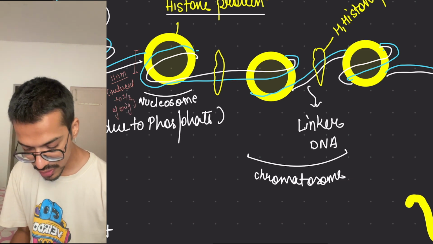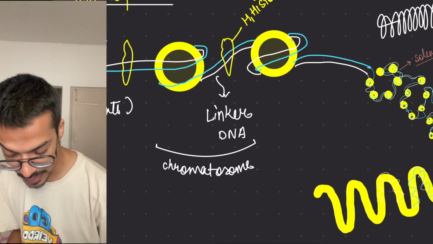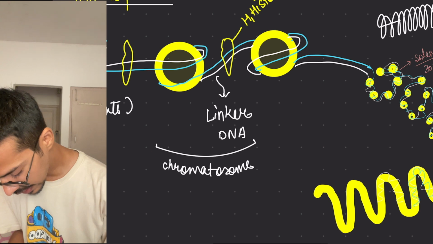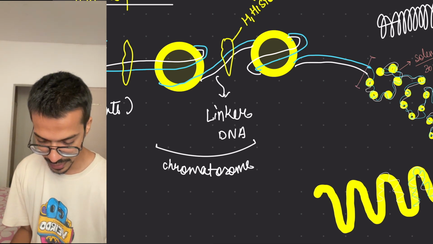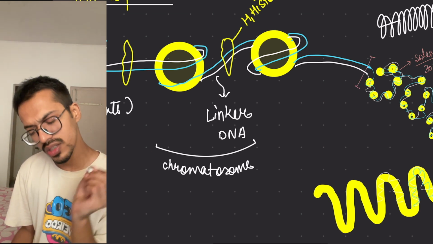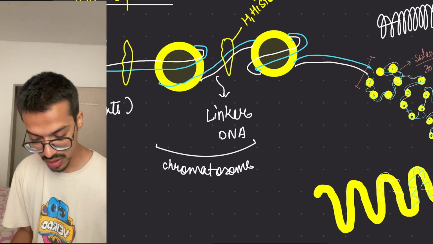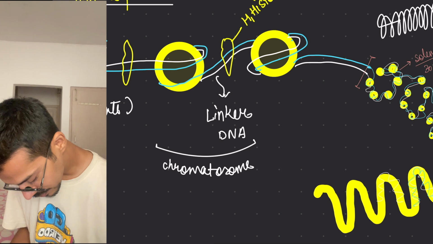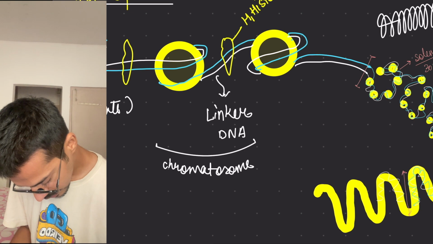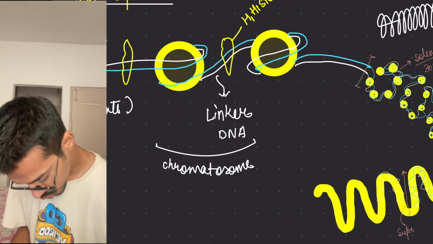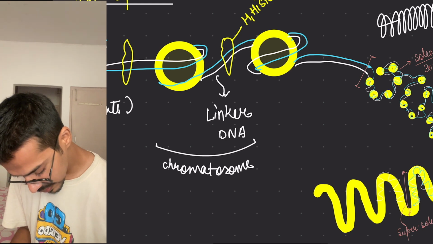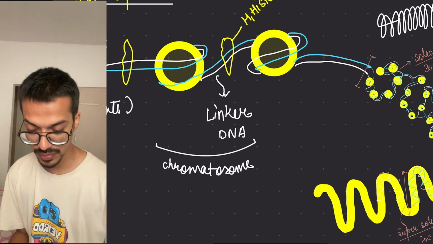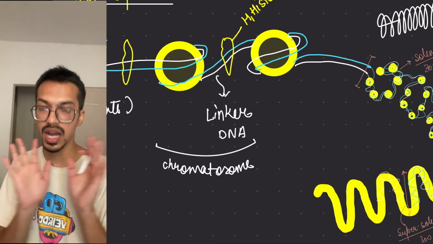Meanwhile, this solenoid is 30 nanometers. Further, it is being reduced. Now what happened? They will further condense and form what? This yellow structure which I have made is the super solenoid. And this is how much smaller? 300 nanometer. Think about the packaging that has occurred.